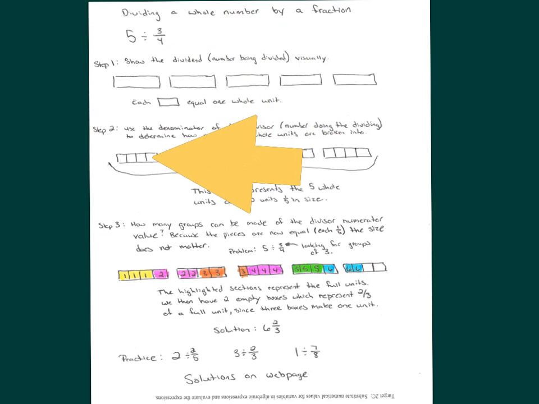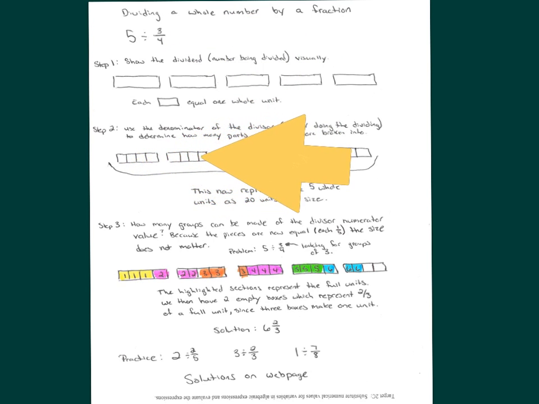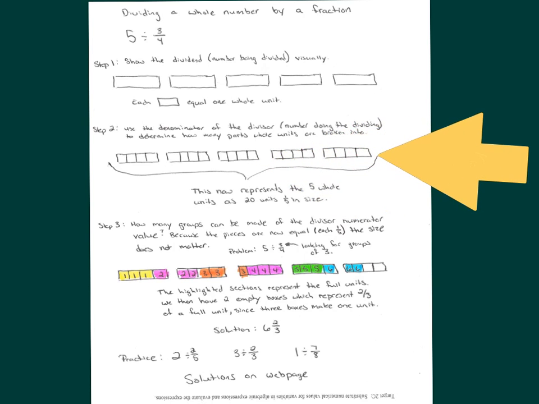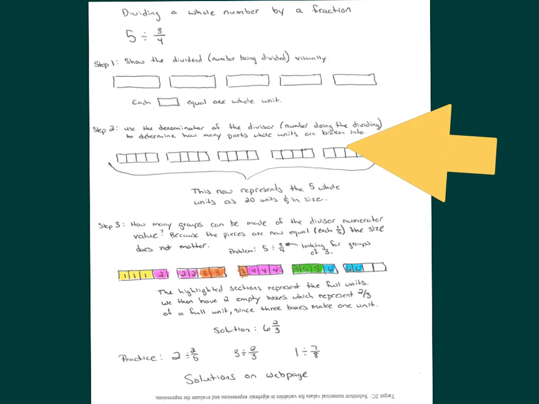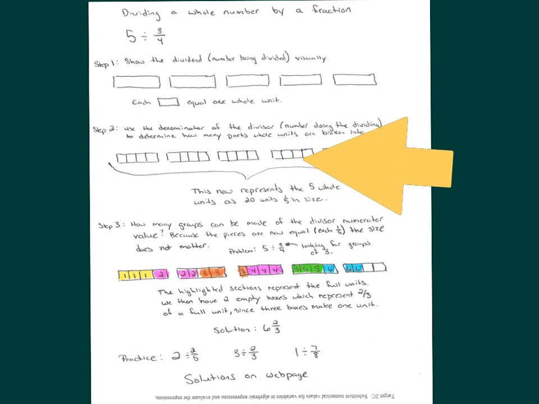So I take each of my wholes, and you can see 1, 2, 3, 4, 1, 2, 3, 4. Each of these 5 whole units is broken into fourths. Now what we've done here is that the 5 wholes are now equal to 20 fourths. Once we have this idea that the pieces are all the same size, the size of it doesn't matter. Now I'm saying I have 20 pieces.